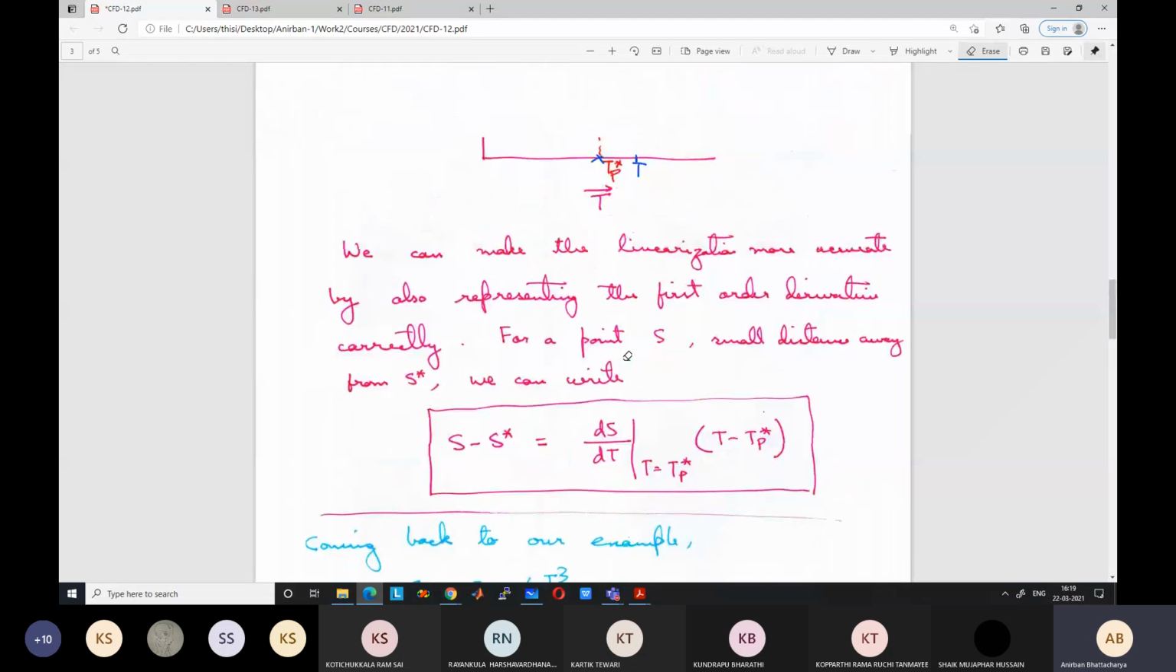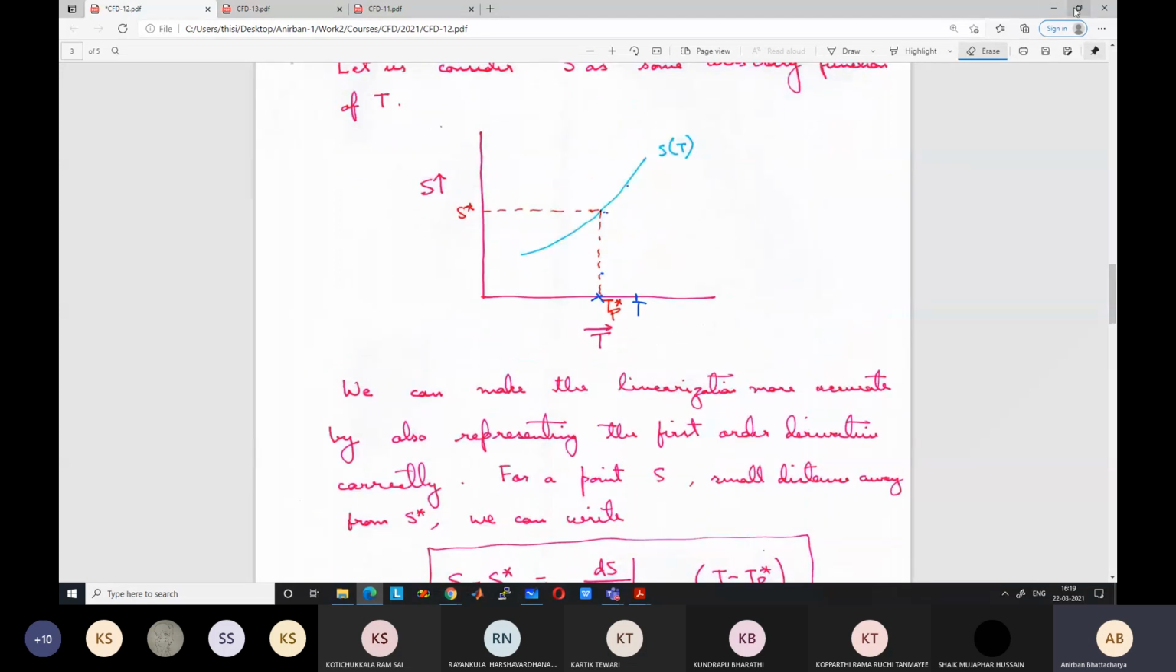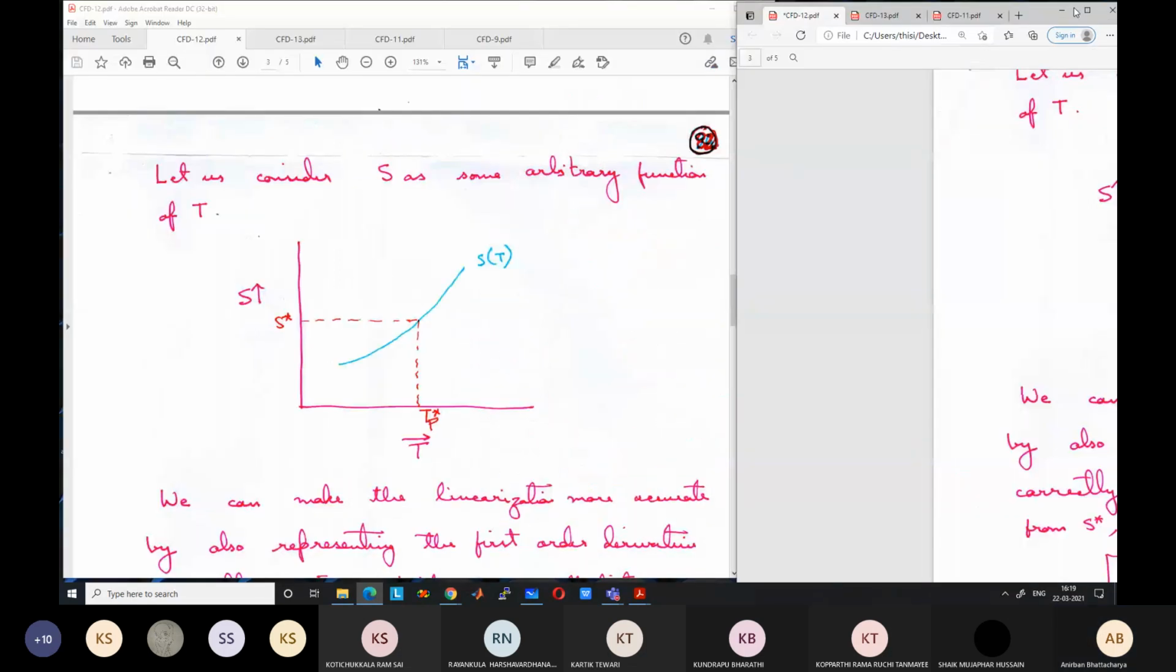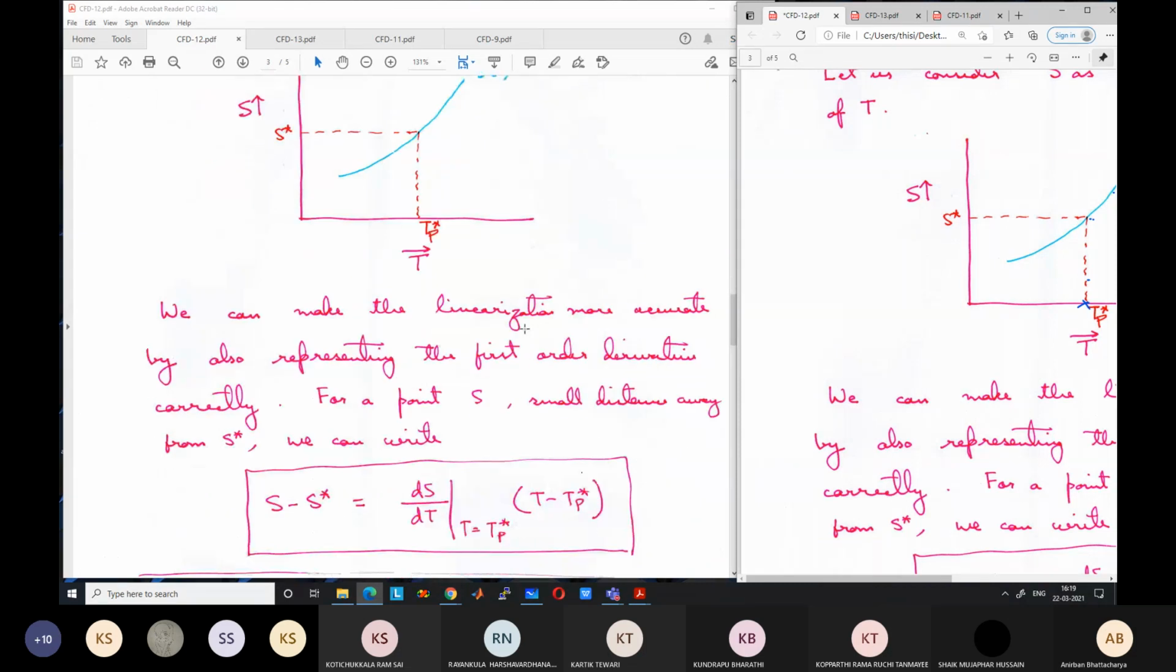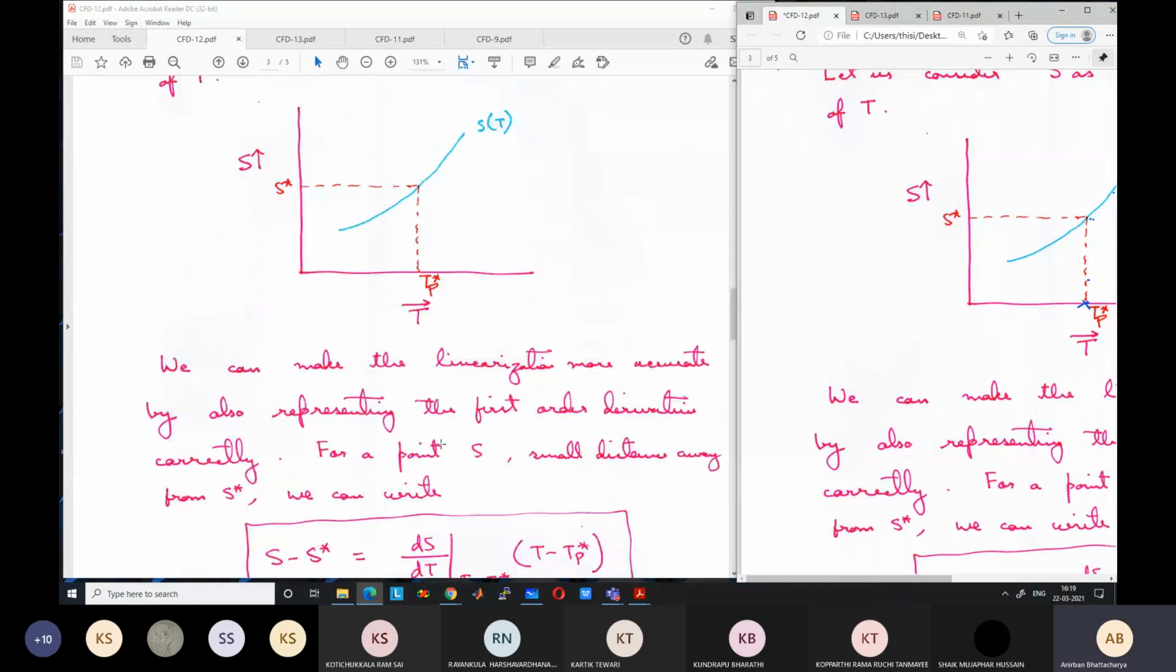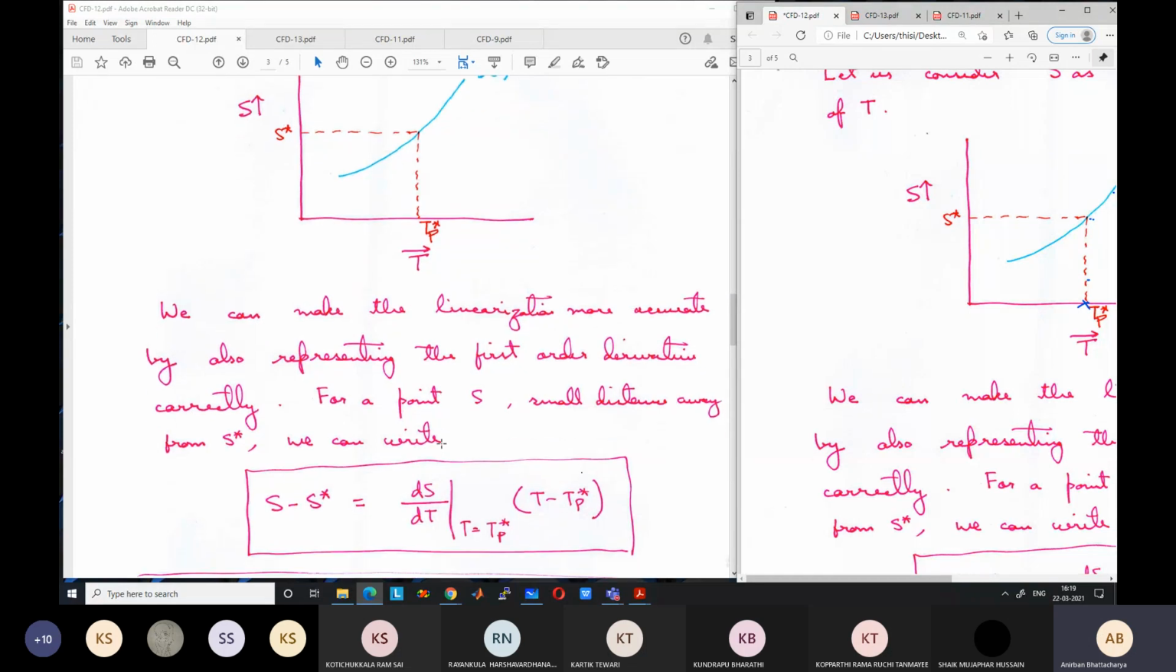So we make the linearization more accurate by also representing the first order derivative correctly, by taking the slope correctly. So for a point S, a small distance away from S star, as we have seen already.